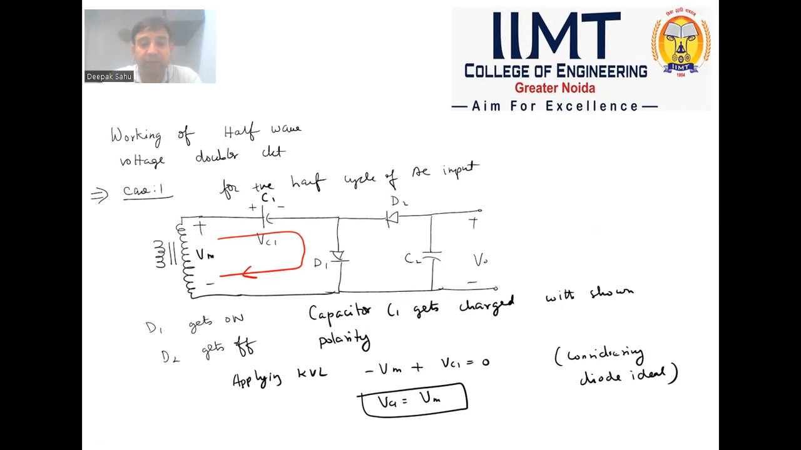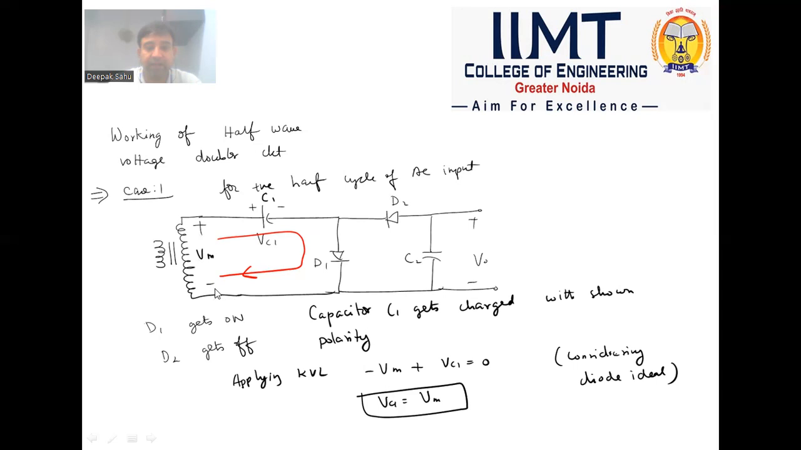Now, as the first positive half cycle comes, for assumption, to indicate positive and negative half cycles, in the positive half cycle, we have taken plus here and minus here. Secondary voltage Vm we have taken. Now, to understand its working, we have to see the behaviors of these diodes D1 and D2, and also capacitors C1 and C2.